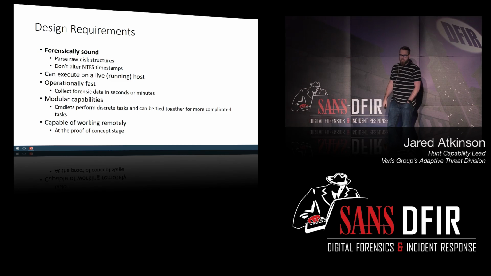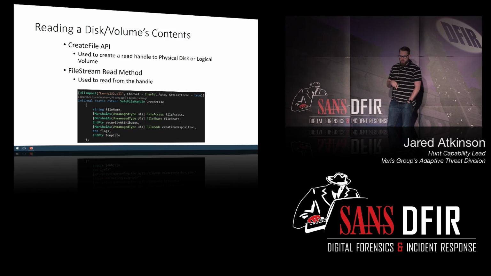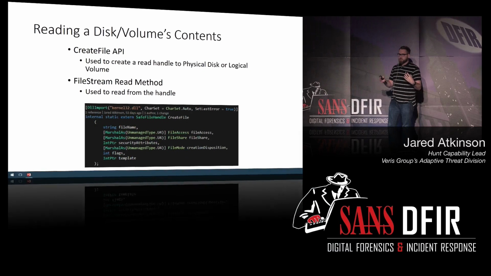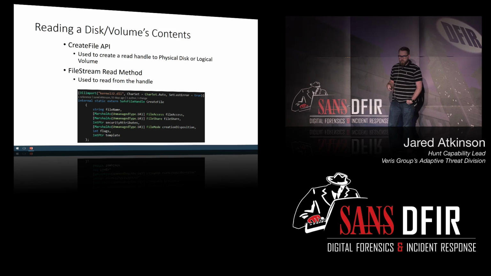All right, so getting into the nitty-gritty of how PowerForensics works. Right now, the only Windows API that we're actually using is the CreateFile API, and we use that to get a handle to the actual disk to start reading bytes from it, right? And so you have to rely on the operating system to do that, and that's how we're doing it. Then we're using the FileStream Read method, a .NET class that allows you to start reading those bytes from that handle.